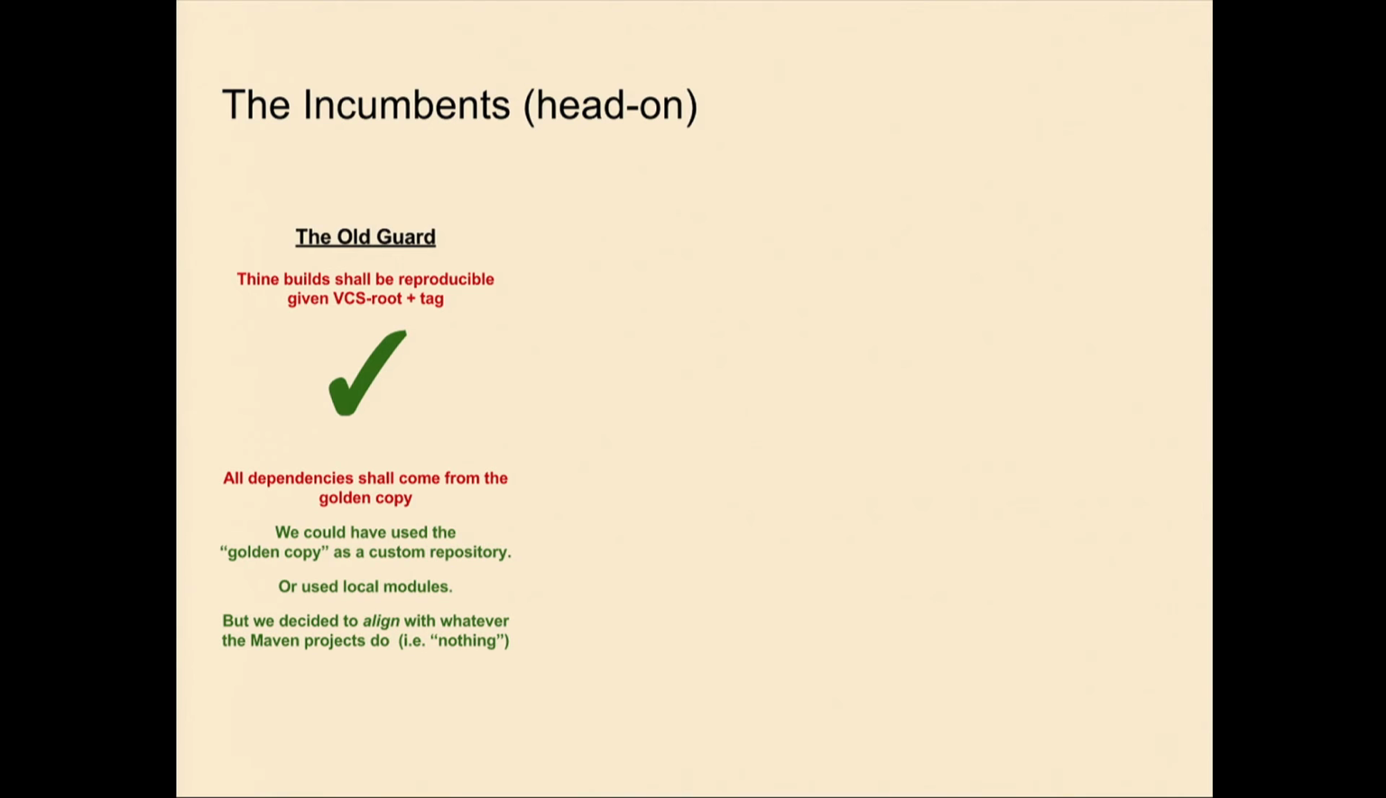And if we look at the incumbents, the golden source repository, they wanted us to build from the version control root and tag, and that's what we wanted to do, so we were doing that. They said all dependencies shall come from the golden copy, and that's good. We could have done it with a file-based repository, and we could have used local modules to express dependencies and so on, but we didn't. We said that we're going to do what Maven does, and we did what Maven does, nothing. So we just went through.